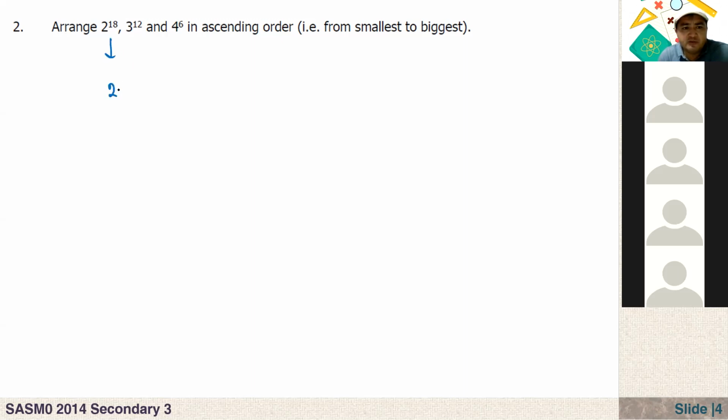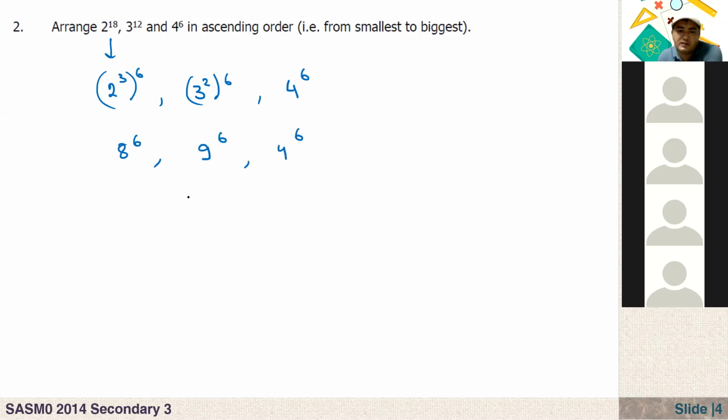I can just write this one as 2 to the power of 18, and here we have 3, or actually just the opposites. Here I need to write 3 to the power of 12. Second number is 3 squared to the power of 6. And here we have 4 to the power of 6. 2 cubed, that is 8 to the power of 6. And this one is 9 to the power of 6. And 4 to the power of 6.